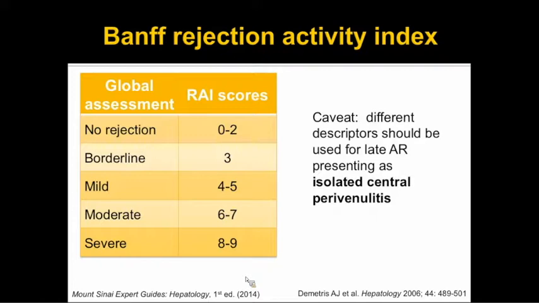Pathology itself is an amazing art. For example, late acute rejection in particular can have some variance to it. One of them is isolated central perivenulitis, which doesn't have the other classic features of acute rejection. This is one way that late rejection can manifest. So there was an updated Banff guideline published that said there are different descriptors that pathologists should use for that variant.